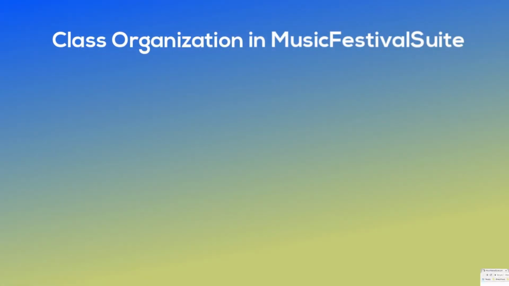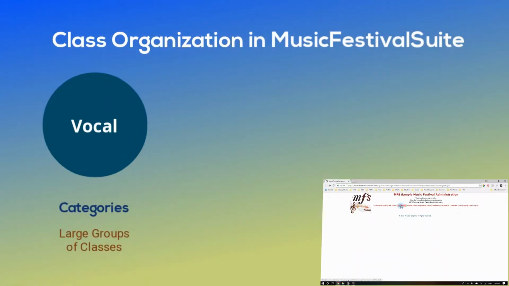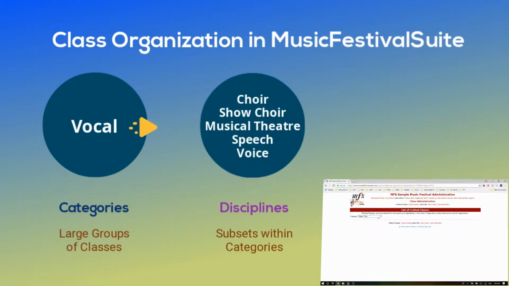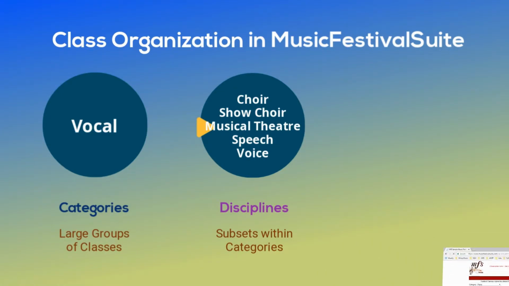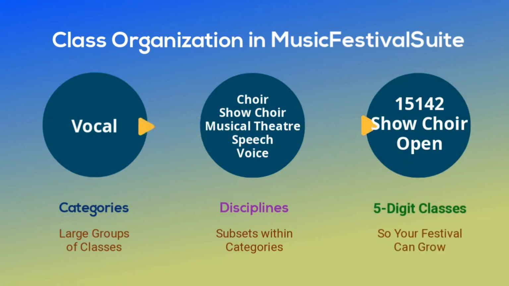In Music Festival Suite, we organize all classes in a syllabus into larger categories with smaller categories called disciplines. With standard syllabi, you don't have much of a choice as to what these categories and disciplines are called, but with a site-specific syllabus, you can name your own categories and disciplines. Music Festival Suite works with a 5-digit class number system, and if you have fewer than 5 digits, we work out with you how to manage that so that your syllabus does not need to be changed heavily to accommodate our system. Each class has a number, a title, and some rules for entry.